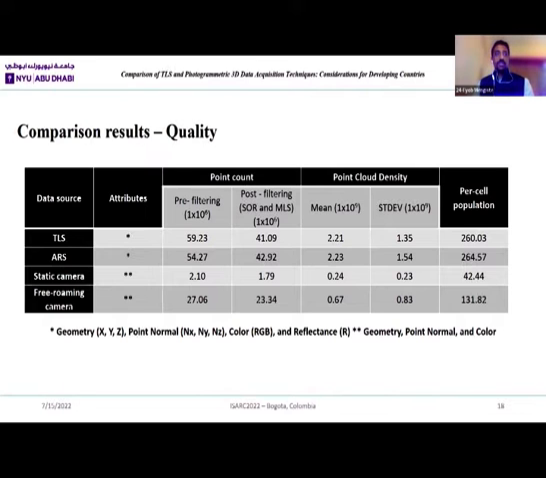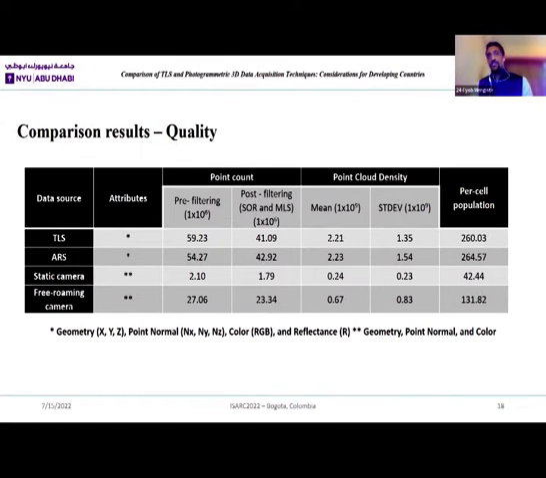However, for the static and the free roaming photogrammetry methods, since they are just images, we can have geometric values. We can estimate the point normals, and we also have the color or RGB values. In terms of point count, this is an important parameter because we estimate the amount of noise within the data. The noise point count is computed by comparing the pre-filtering and post-filtering point cloud data values.